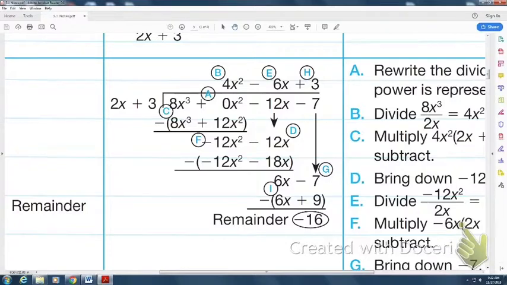So give me just a second here. 16 from that.